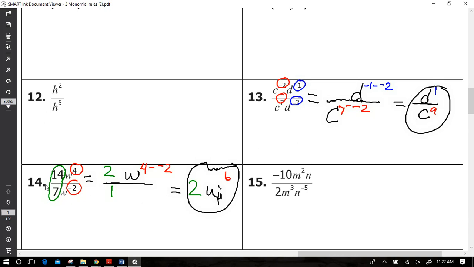Example 14 included some coefficients. So 14 divided by 7 is the same as 2 over 1. And again, the positive 4 is larger than the negative 2, so the w will stay in the numerator, and then I do 4 minus negative 2, which gives me a positive 6. And this should be a w right here. My smartboard decided not to work properly, so just keep in mind that's a w.